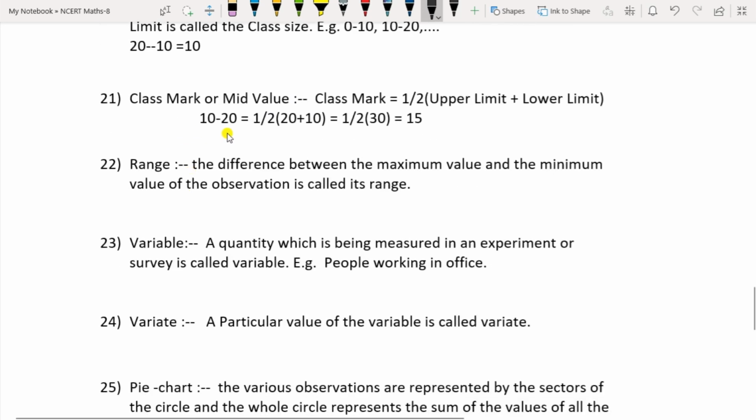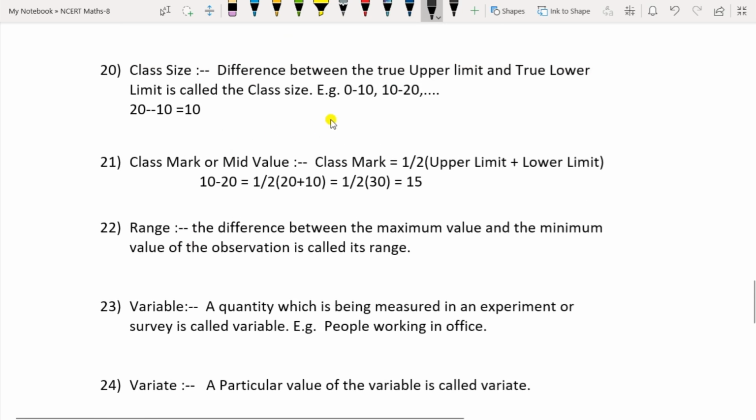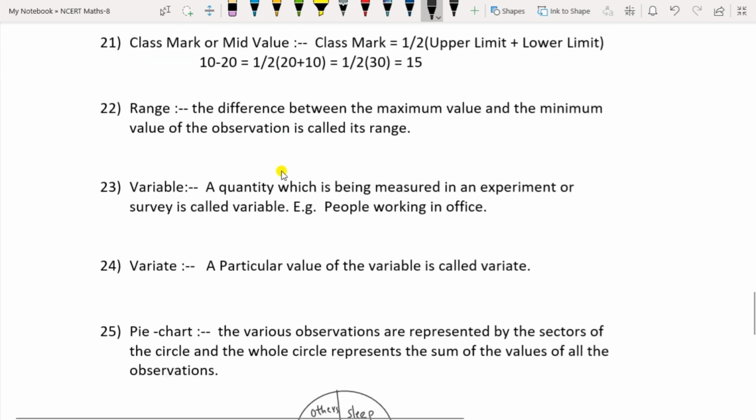Class mark or mid value. Class mark means the midpoint of the upper limit and the lower limit, and is also called the mid value. The formula is class mark equals 1 by 2 times upper limit plus lower limit. If we take a range of 10 to 20, then to find the class mark: 1 by 2, 20 plus 10 gives 30, 30 by 2 is 15. So the mid value of 10 and 20 is 15. This way we have to find the class mark or the mid value.